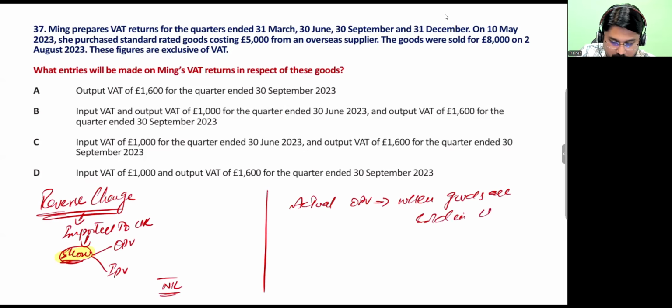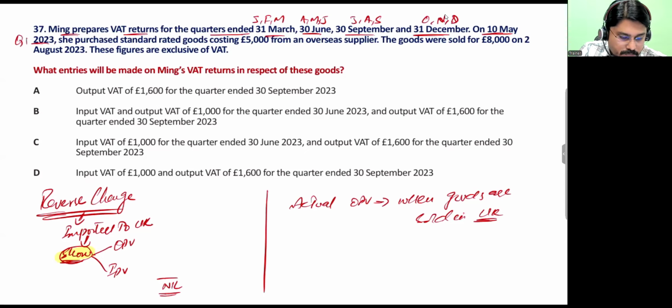Actual output VAT will be calculated and paid when the goods are sold in UK. Ming prepared VAT returns for the quarter ended 31st March, 30th June, 30th September, and 31st December on 10th May 23. By the way, if the quarter is ending on 31st March, it covers Jan, Feb, March, then April, May, June, then July, August, September, then October, November, and December.